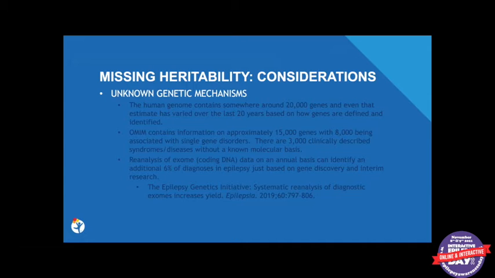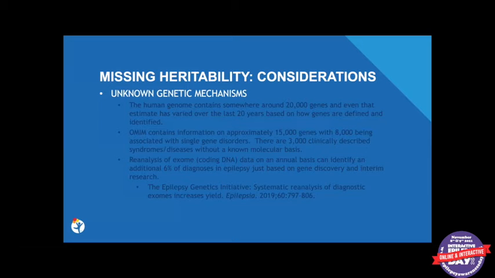About 8,000 of those 15,000 are associated with single gene disorders like tuberous sclerosis or cystic fibrosis or those types of things. And then there are about 3,000 syndromes that it catalogs that we don't know. We know that it presents the same, it looks the same, it acts the same, but we don't know why. We don't have a gene associated with it.